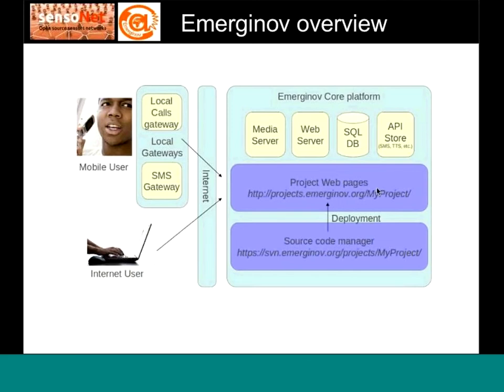So on this core platform, a developer can connect and request an environment creation, and then he will choose what feature, what facility he wants to have for his project. So it's the core part of Emerginov, and then it's connected to gateways, connected to the local telecommunication network in the different countries who want to, let's say, play with Emerginov.